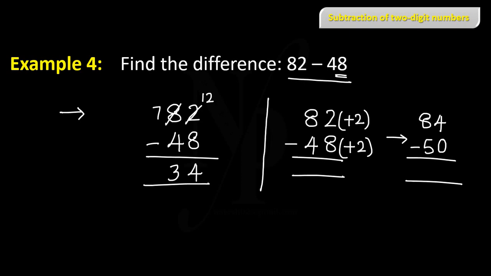Look here, 4 minus 0 is 4, 8 minus 5 is 3. So we get 34 here also. So this is the shortcut method. We can make the number to be subtracted a multiple of 10.